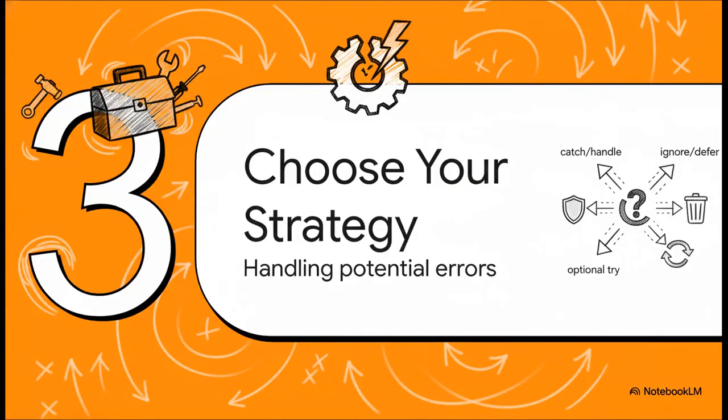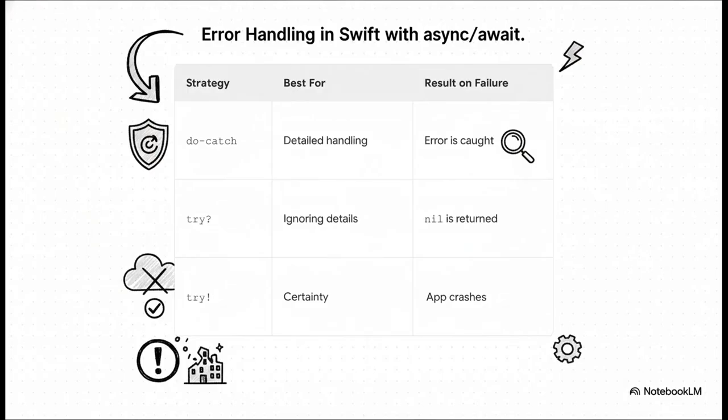Okay, so we know how to call a function that can throw an error, but what happens when it actually does? We need a strategy. The good news is Swift gives us a whole toolbox for this, and knowing which tool to grab for which job is absolutely key to writing solid, robust code. This table pretty much lays out our three main options. First up, you've got your classic do-catch block. This is your heavy hitter. It's for when you need to handle things in detail, inspect the specific error, and react accordingly. Maybe you show the user a specific message or even retry the operation.